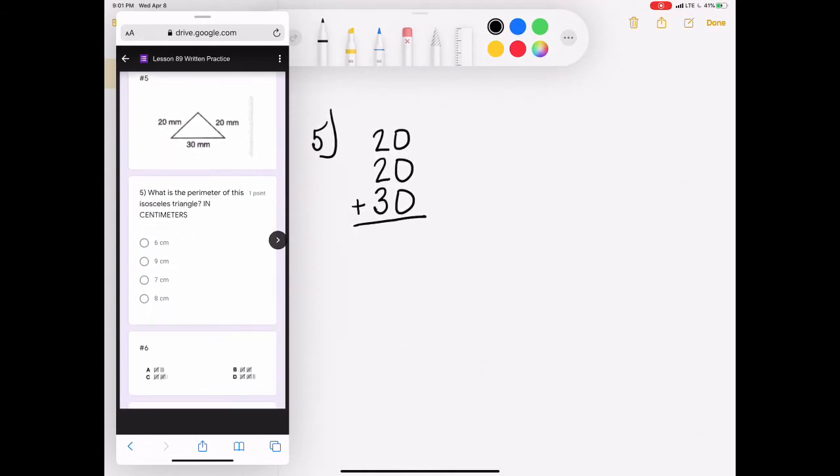What is the perimeter of this isosceles triangle in centimeters? They have given this to us in millimeters. So I could cancel the zeros off of each of these. That would make this a centimeter problem. 2 plus 2, 4, plus 3, 7 centimeters.